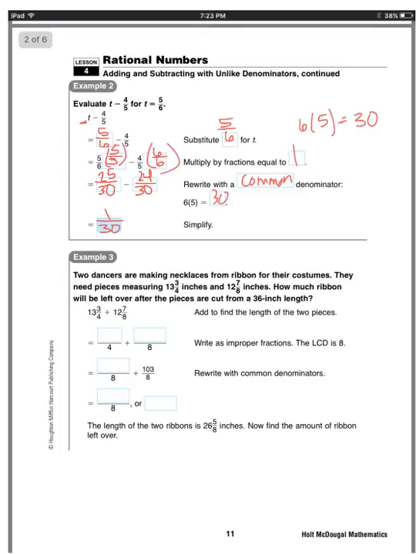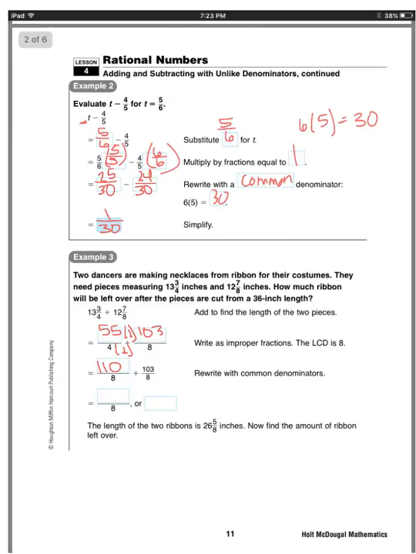So 13 3/4 becomes 55 over 4, and 12 7/8 becomes 103 over 8. Now, the common denominator of 4 and 8 is 8, and hopefully you know that because 4 goes into 8 evenly. So if one of the numbers goes into the other number evenly, the bigger number is the least common denominator. So in order for us to get from 4 to 8, we have to multiply by 2. So we have to multiply the 55 by 2, and we get 110. Now because the second fraction already has a denominator of 8, we don't have to do anything to it.